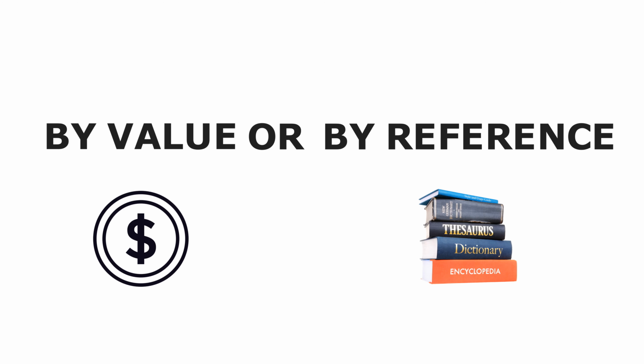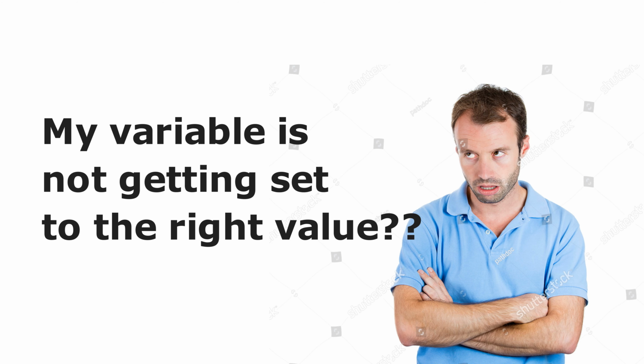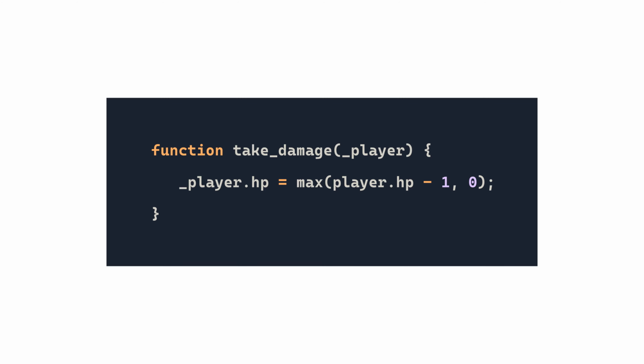People often get confused by if GML passes by value or by reference, which is important to understand to avoid difficult to find bugs in your game code. Given a function like this, take_damage, when you pass in a function value _player, it will either pass in by value or by reference, depending on the variable type.